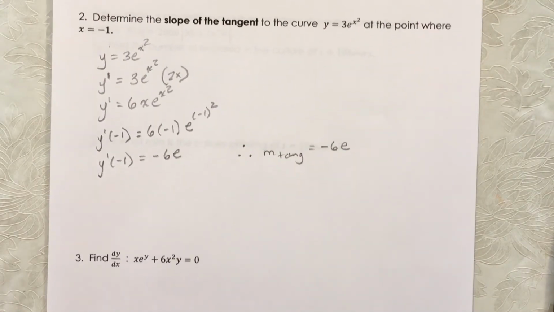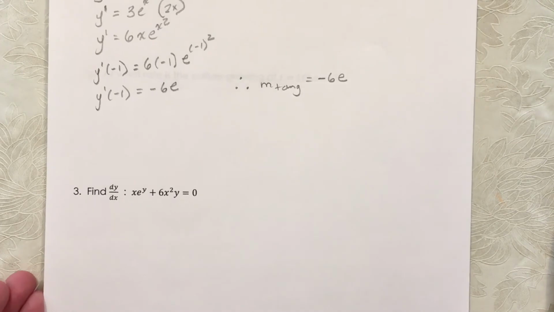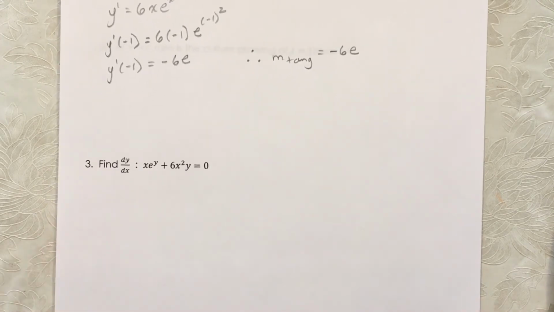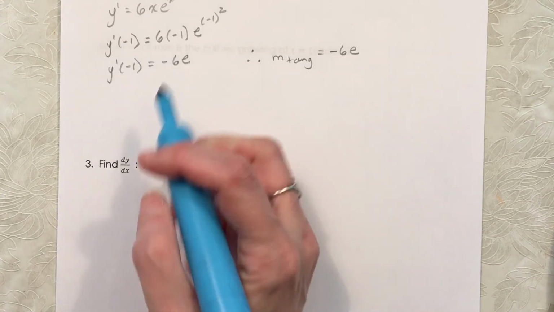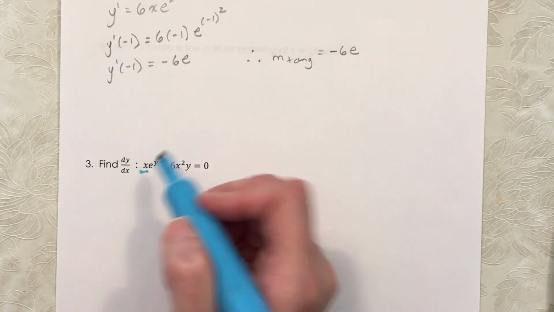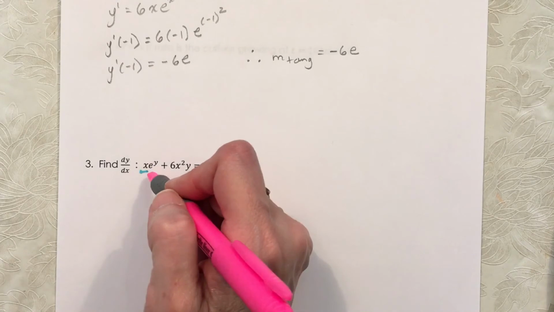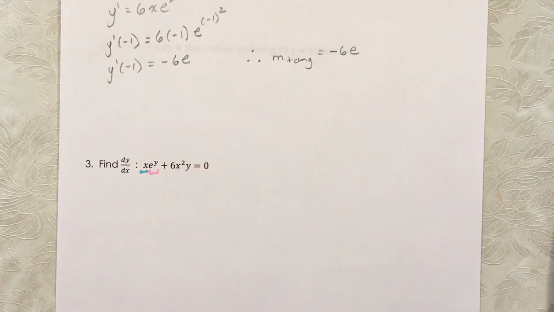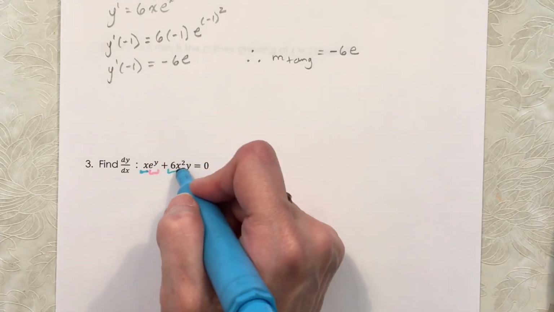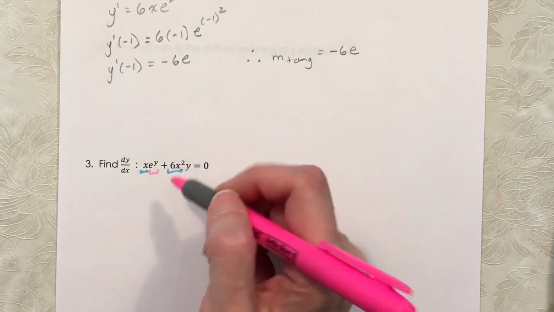but you would want to keep it in terms of e. Okay, now we have an implicit differentiation question here. Find dy by dx given your original function is implicitly defined as x e to the y plus 6x squared y. So we've got two product rules within this. We have a function of x multiplying by a function of y, and another function of x multiplying by another function of y.